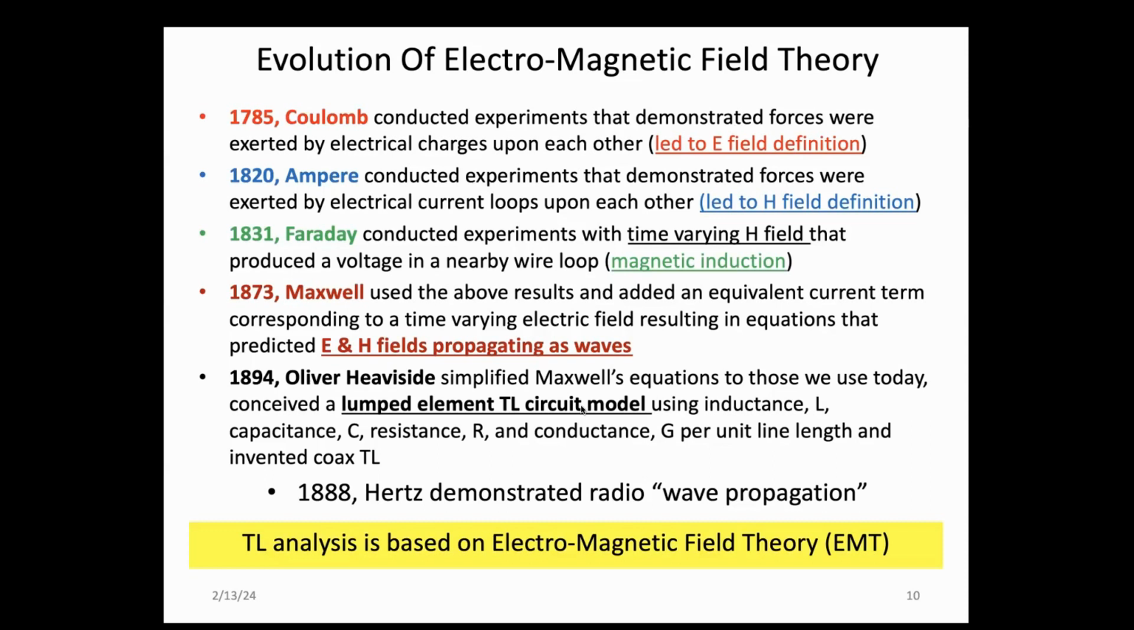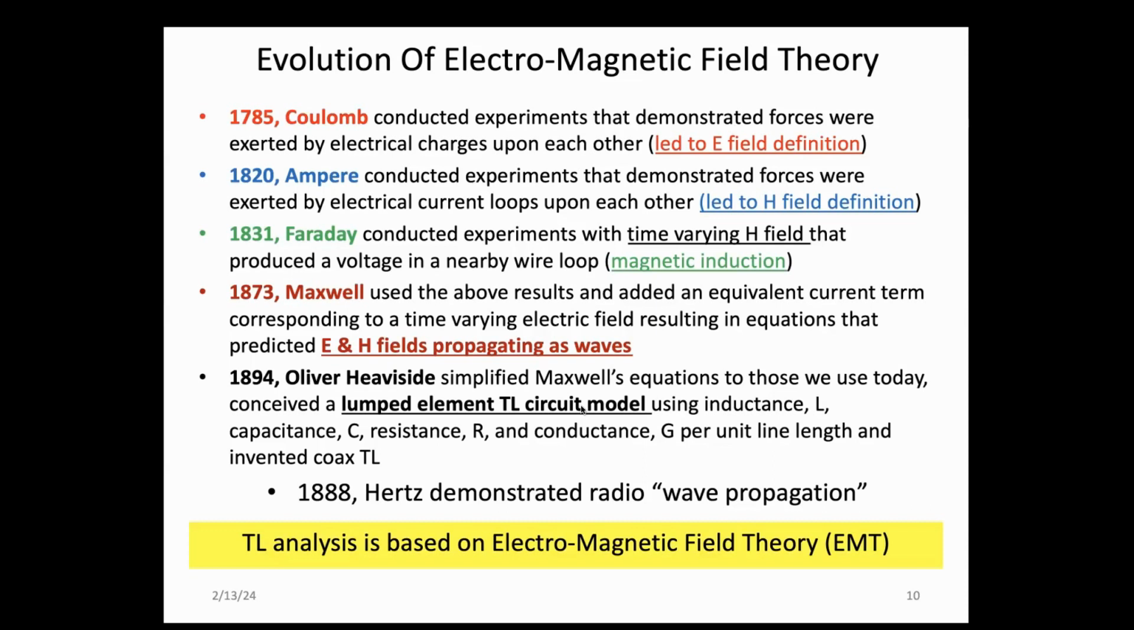Well, Maxwell, a very smart guy, studied all of those experiments and started to formulate what we call electromagnetic field theory. And he did a clever thing. He looked at what Faraday did and he said, I wonder what would happen if I included a term in Ampere's equation that would correspond to a current that corresponds to the time-varying electric field. And lo and behold, when he did that, he developed equations that predicted that electric and magnetic fields could propagate as waves. And that's key.